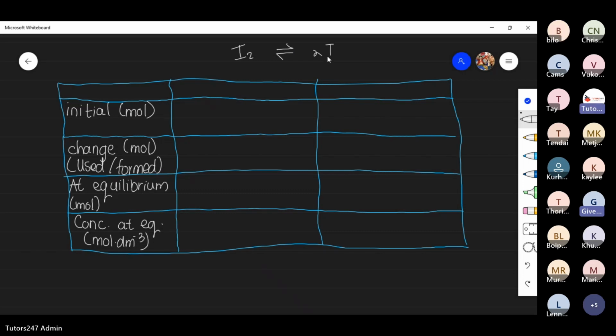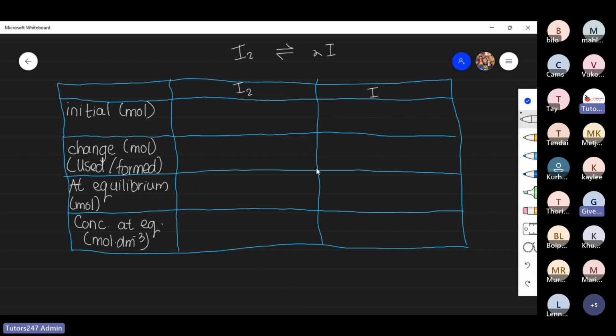So on the left, we've got iodine molecules. On the right, we've got iodine atoms. Just give me a second to change this. This is wrong. This is supposed to be I, not I2. Atoms is I. So this is going to be our molecules on the left and our atoms on the right. The 2 that is in front of the I is just there to balance it out.